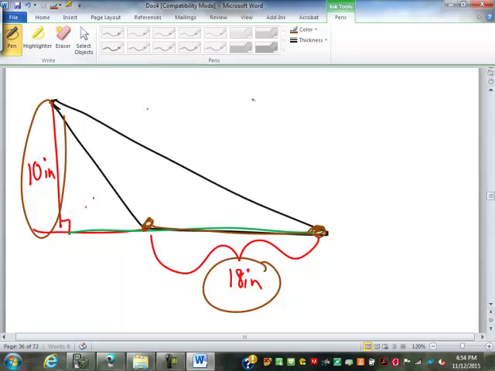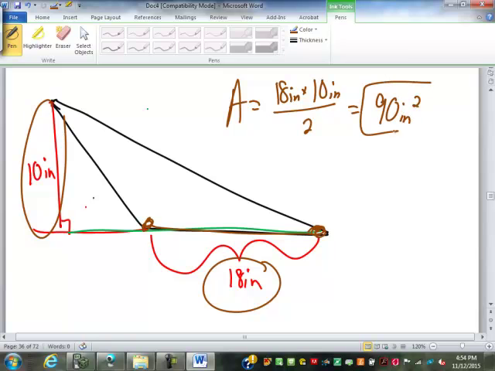So what we are going to use for our area is 18 inches times 10 inches divided by 2, which is 90 square inches. This here? Yeah. Because this part of the triangle isn't there. There isn't that part. The base only goes from here to here.